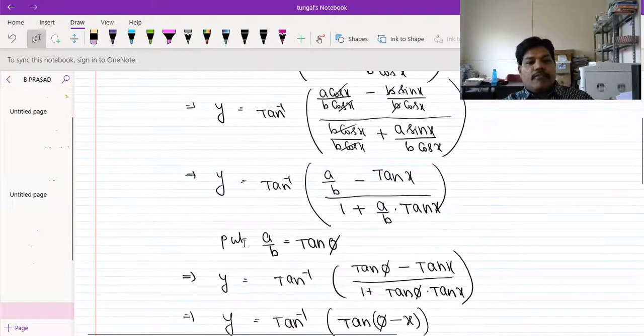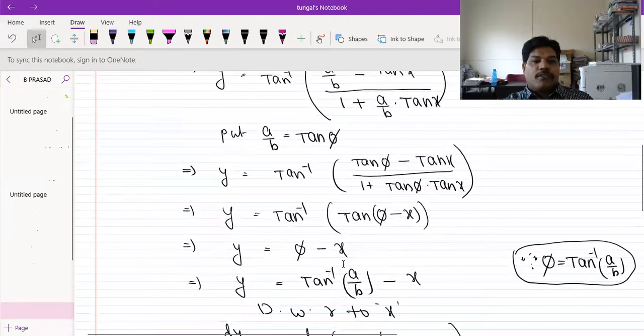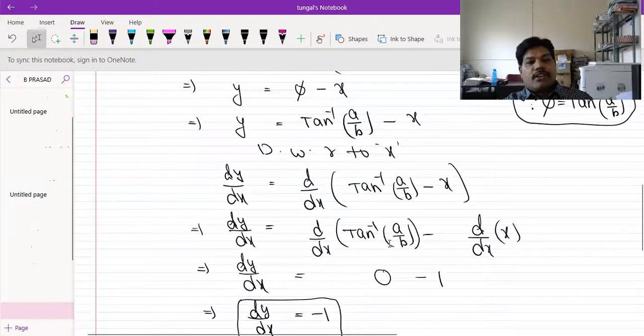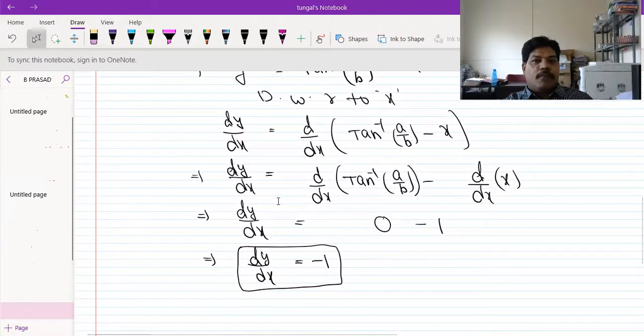So here, for our convenience, we put a by b is equal to tan phi. So y is equal to tan inverse of (tan phi minus tan x) by (1 plus tan phi into tan x). It is nothing but the tan of a minus b formula. So tan inverse will be cancelled. Phi minus x, where the phi value is nothing but tan inverse of a by b. Differentiate with respect to x: the derivative of tan inverse of a by b is 0 and the derivative of x is 1. Therefore dy by dx will become minus 1.